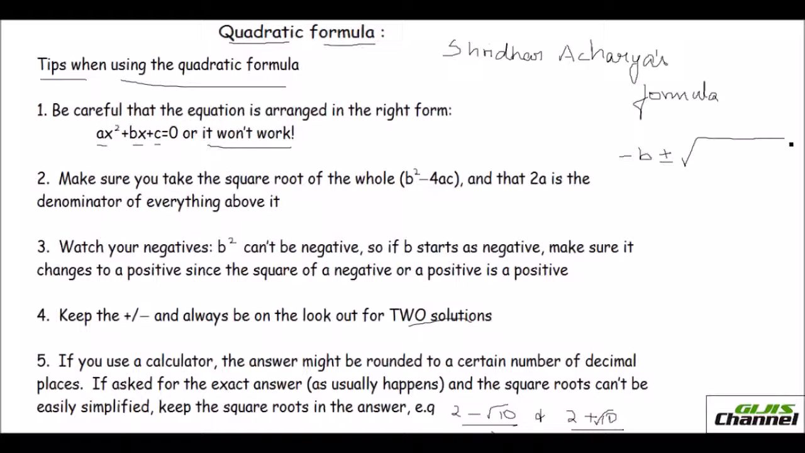The quadratic formula to solve a quadratic equation is minus b plus or minus square root of, this square root is for the whole thing here, b square minus 4ac. Okay, and the whole thing, everything is divided upon 2a. So this is the formula. Normally I don't advise you to memorize anything, but this formula is worth memorizing.